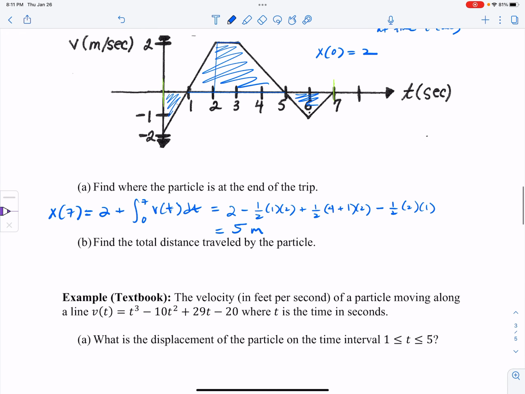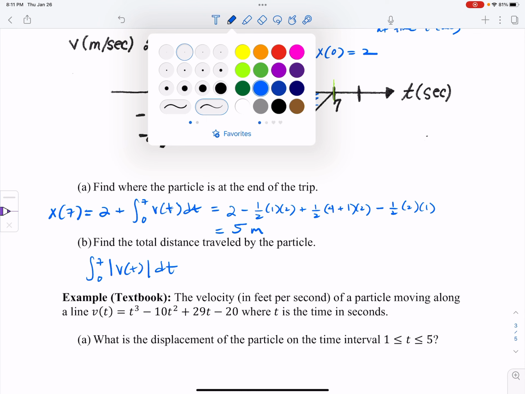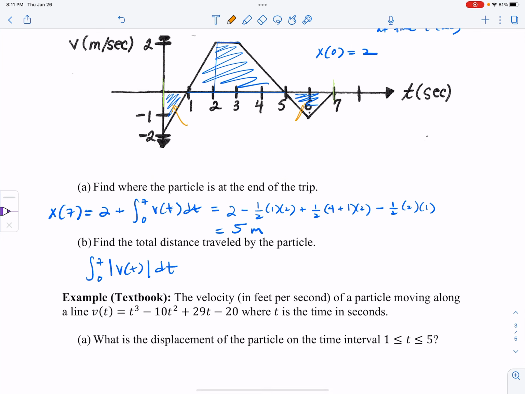Sorry, so that means we basically want to integrate from 0 to 7 the absolute value of our velocity function. Right? We want all of our negative areas to be positive. We're going to think about reflecting them over the x-axis, okay? So this represents distance traveled.